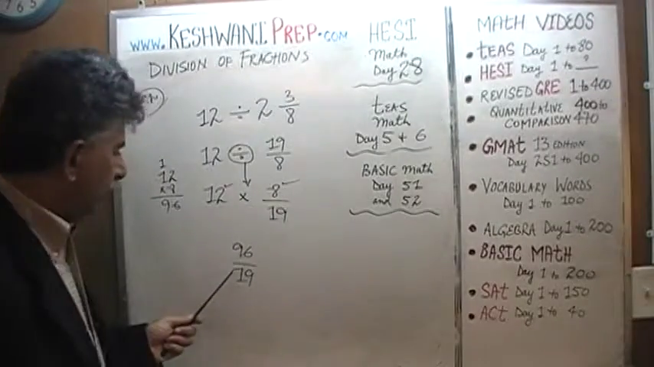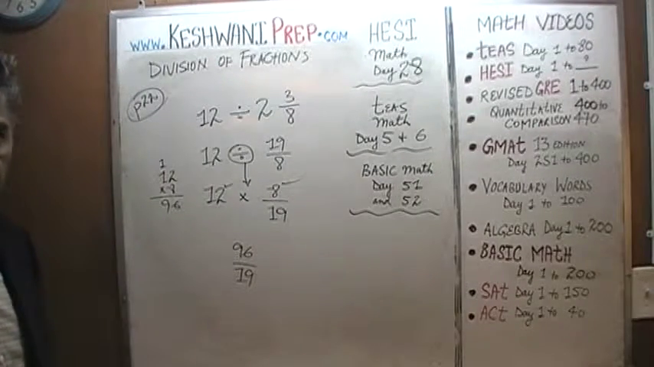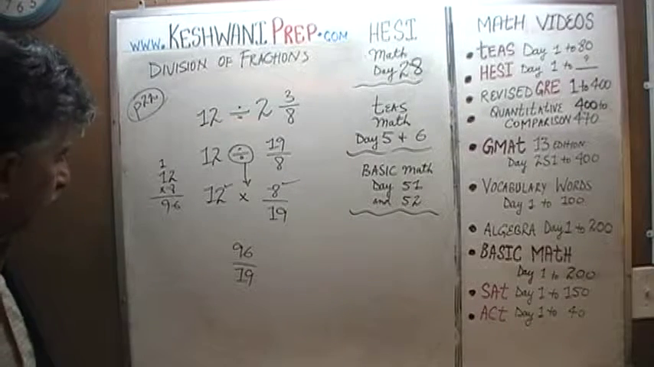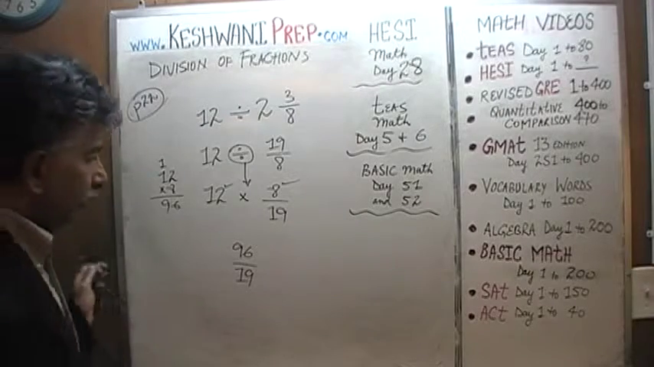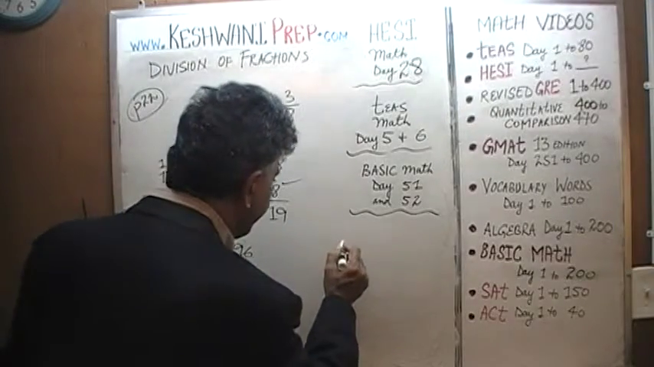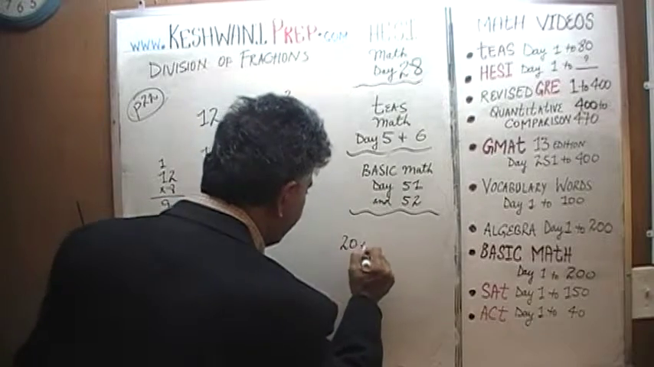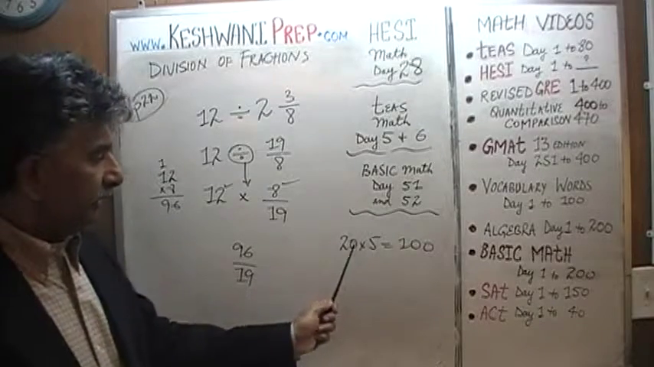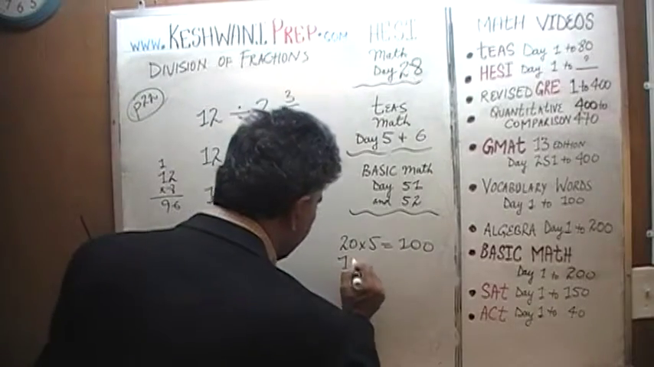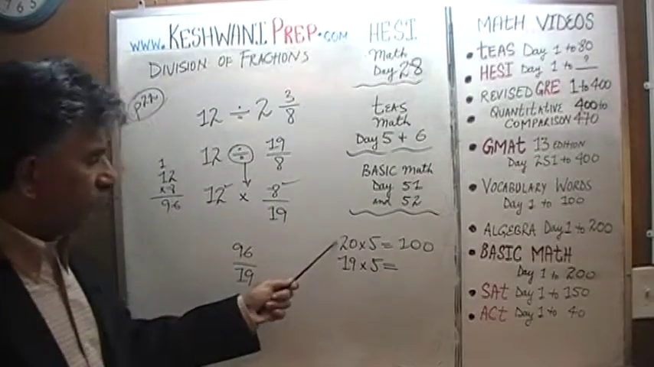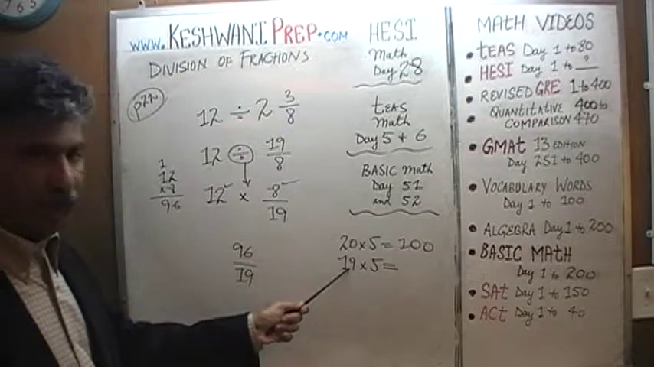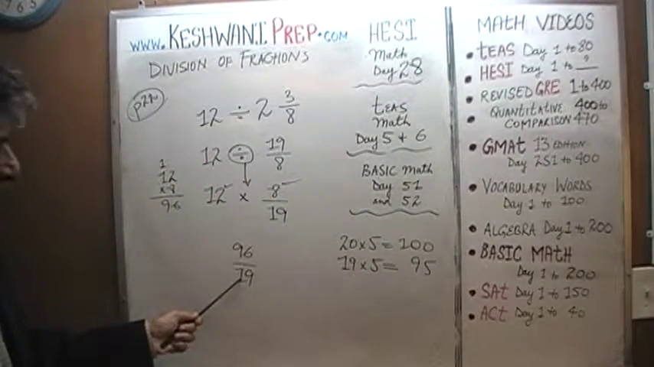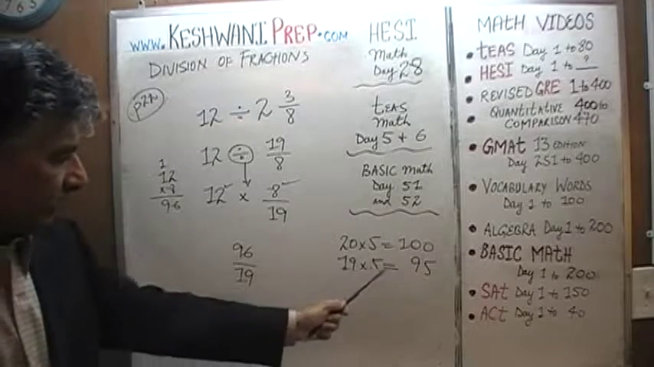How many 19s is 96 going to have? Well, that's a tricky thing to find out. Let's see what we can do. We know that 25 times 4 is 100. If you had one fewer 5, that should be 95. Well, there you go. 19 times 5 is 95.